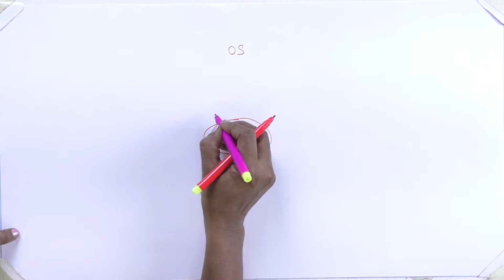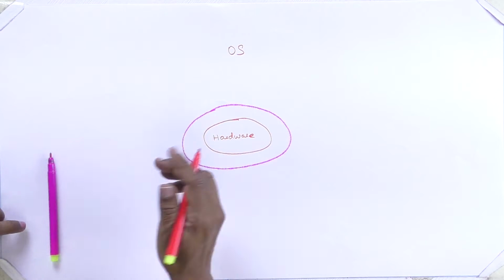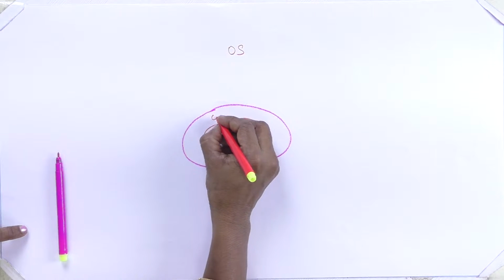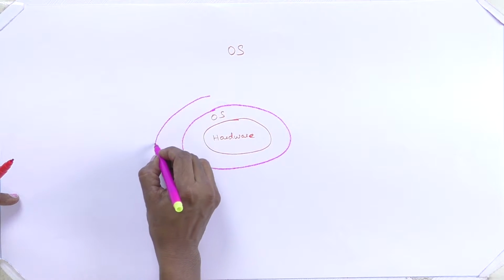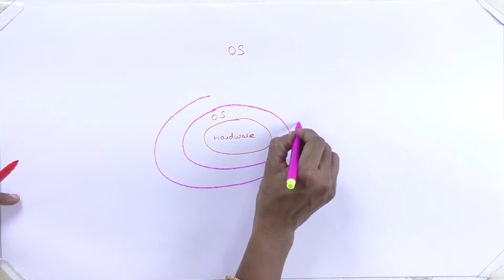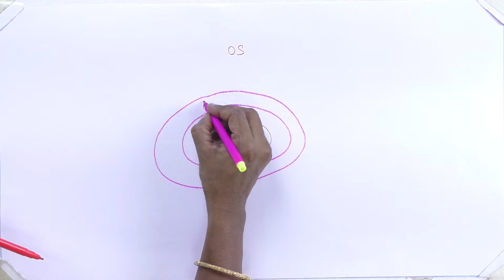it has a hardware, and then in order to make it function, we need an operating system, the OS, and then an application software.